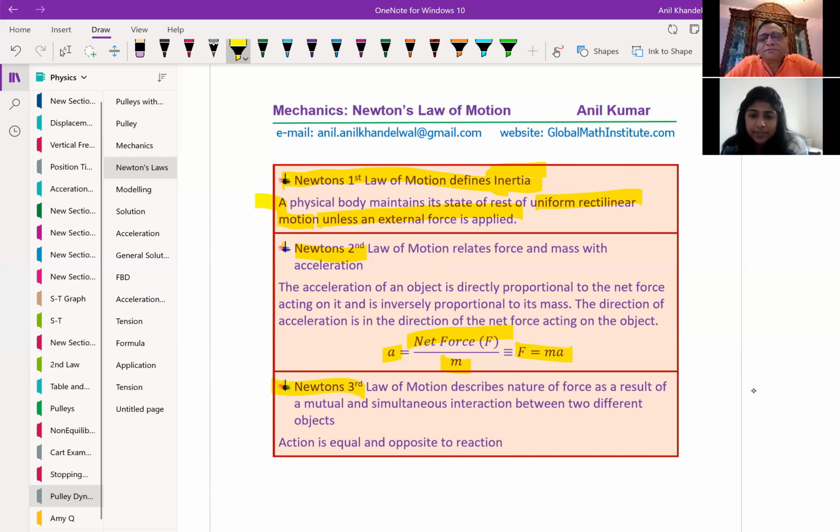It describes the nature of force as a result of a mutual and simultaneous interaction between two different objects. So action is equal and opposite to reaction. Perfect. So with our thanks to the great Newton, let's begin, right? Now modeling.